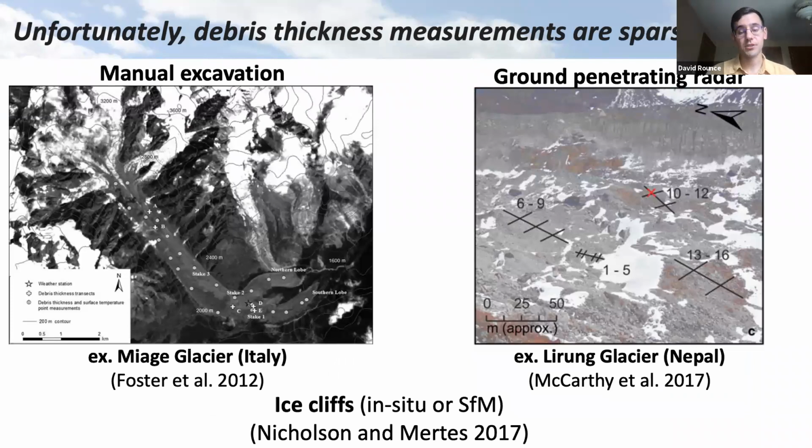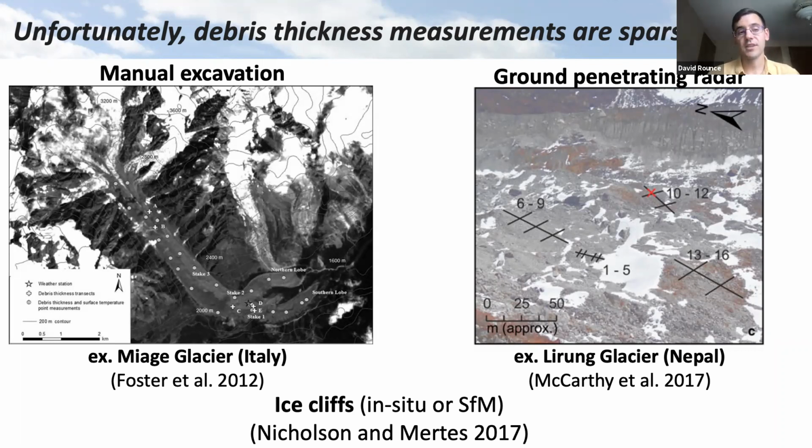Unfortunately, debris thickness measurements are really sparse. Measurements typically come from manual excavation, just digging holes in debris. Not too bad if the debris is fairly thin, but when you get to areas that are greater than 1 meter, it becomes quite painful. Ground penetrating radar helps alleviate this, though obviously you're carrying equipment over a very heterogeneous surface. You can also use ice cliffs, and you can measure them either in situ or from structure from motion. I don't show a photo of that here, but it's a nice shortcut method that can give you some good debris thickness measurements.